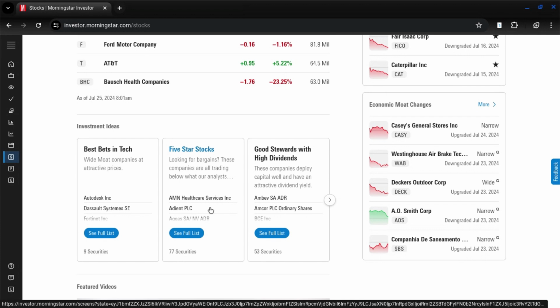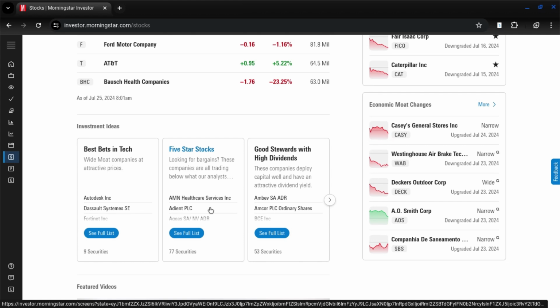So what is a 5-star stock? Morningstar actually has a star rating system, and Morningstar's star rating gives you an idea of the stock's current valuation. So in other words, it tells you whether the stock is above its estimated fair value or below its estimated fair value or near its estimated fair value.